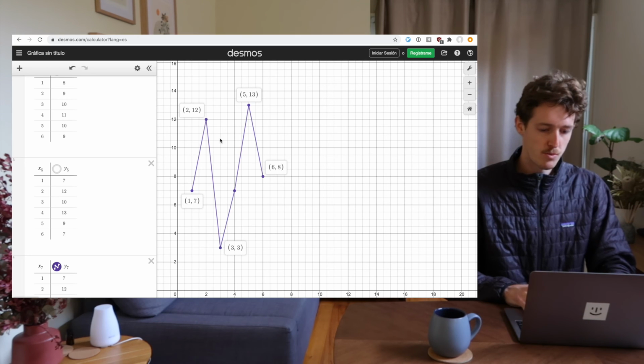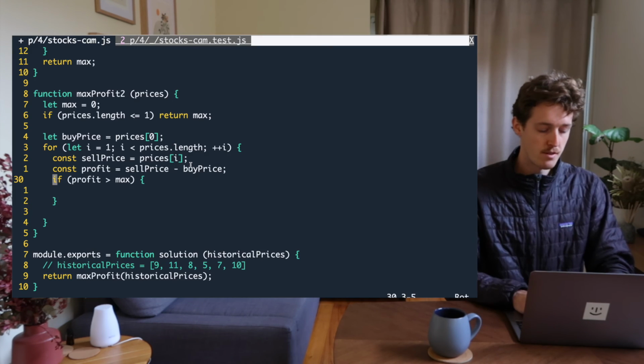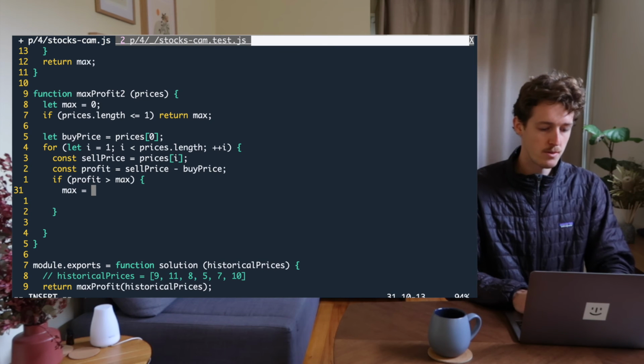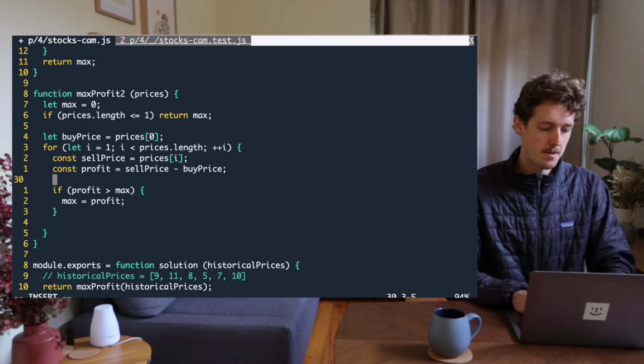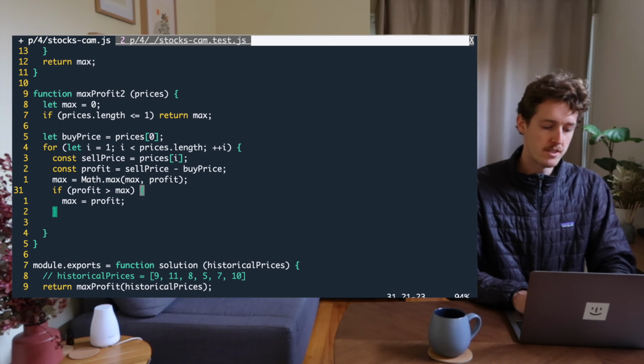right, so in this case we've just worked out the profit is the greatest that we've seen so far. We're going to say max equals the profit. Actually, no, we could just say max equals Math.max of max and profit. What we're really interested in is if this profit was negative.